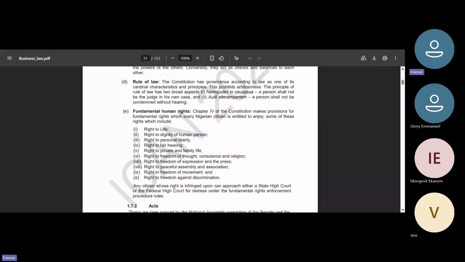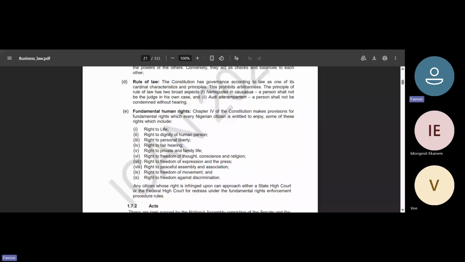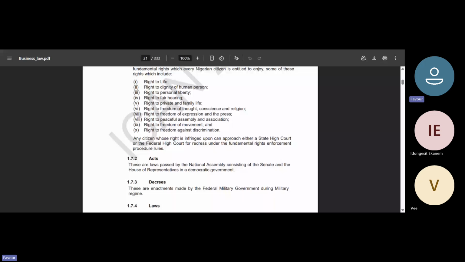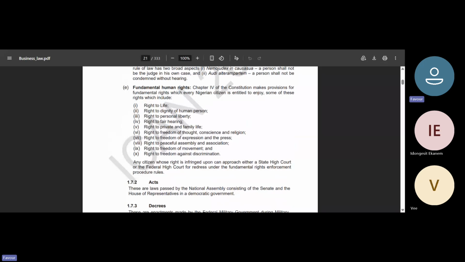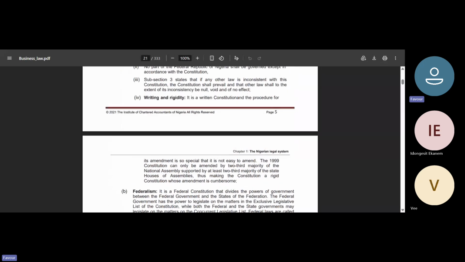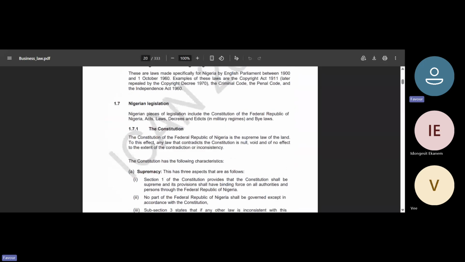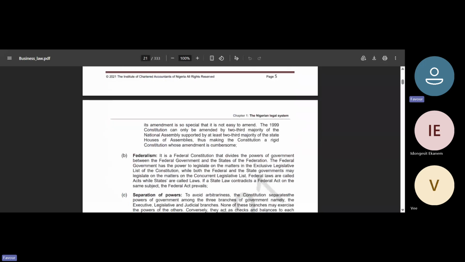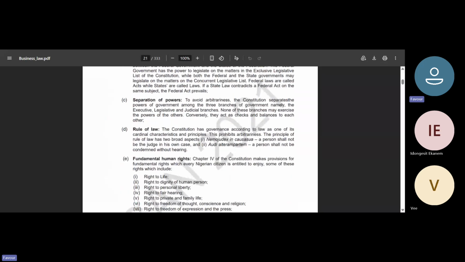Whenever any of your rights is being infringed upon, you can approach the state high court or the federal high court for redress, right? So the Constitution basically lists out all those rights which all citizens of Nigeria are entitled to. Bear in mind that we are talking about the Nigerian Constitution, and we have talked about the characteristics of the Constitution, right? Where we stopped was fundamental human rights.